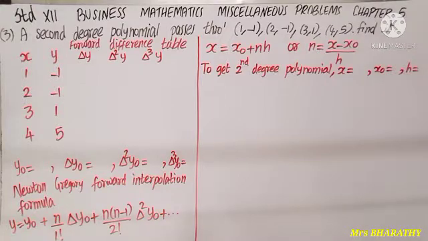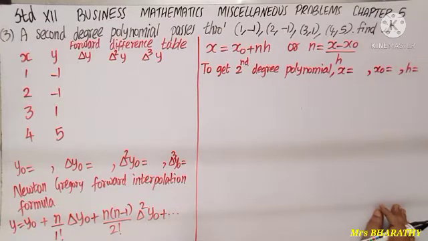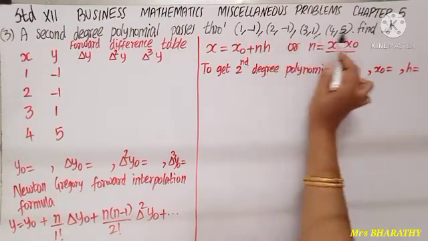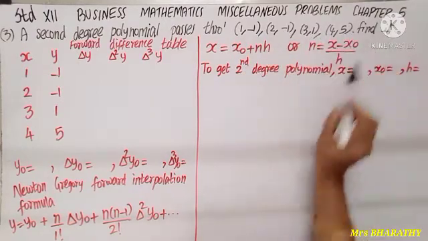Good morning, children. We proceed on miscellaneous problems in chapter 5 based on Gregory Newton's forward interpolation or backward interpolation formula. Question number 3. A second degree polynomial passes through the points. Almost 4 points are given. We need to find the polynomial.